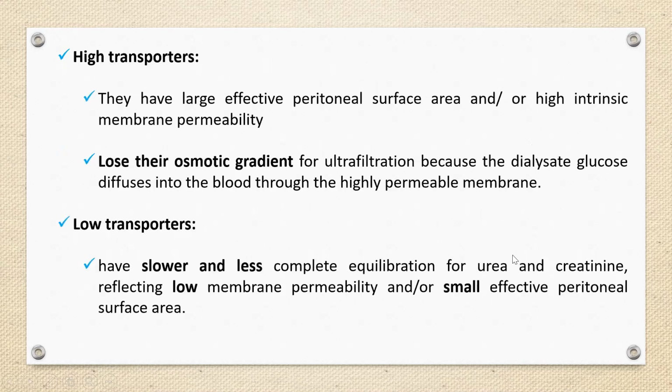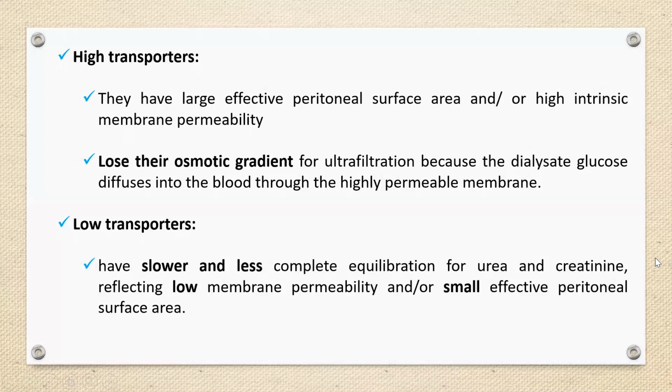Now we'll see the characteristics of the high and low transporters. High transporters have a large effective peritoneal surface area and high intrinsic membrane permeability, and lose their osmotic gradient for ultrafiltration because the diluted glucose diffuses into the blood through the highly permeable membrane. Low transporters have slower and less complete equilibrium for urea and creatinine, reflecting low membrane permeability and/or small effective peritoneal surface area.